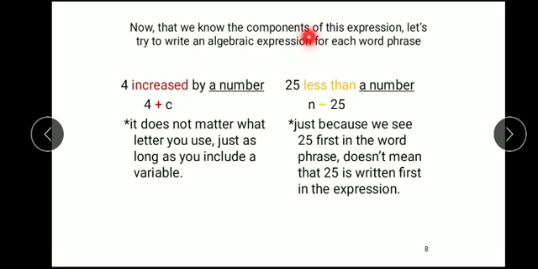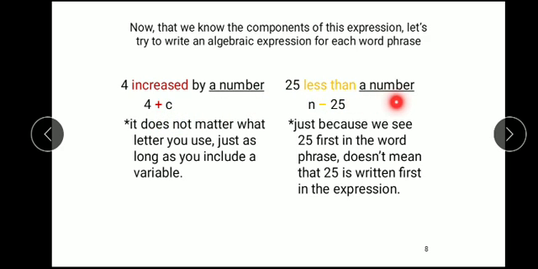Now that we know the components of the expression, let's try to write an algebraic expression for each word phrase. Now, 4 increased by a number. How will we write an expression? As I told you in the previous slide, increase means plus. So plus a number. Here number means it is a variable. We don't know the value, so we can take any letter. Let us take X or C. Here we have taken C. So 4 plus C.